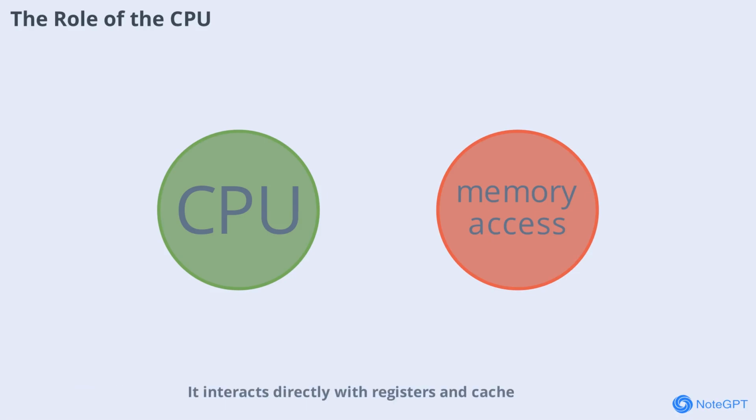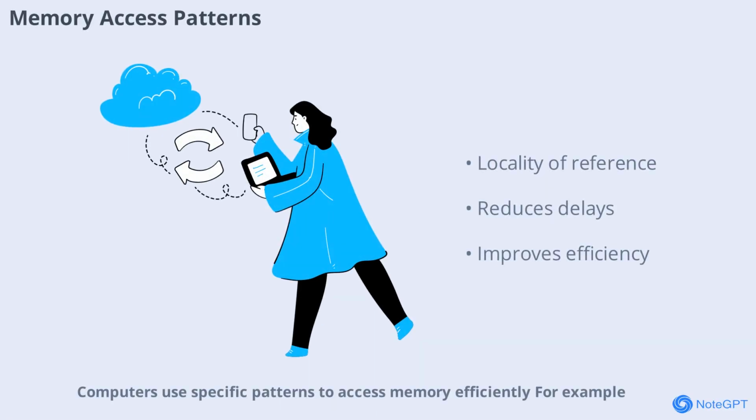The CPU, or Central Processing Unit, is at the heart of the memory hierarchy. It interacts directly with registers and cache, fetching instructions and data at incredible speeds. When the CPU needs information that isn't in the cache or registers, it reaches out to RAM or even secondary storage. The efficiency of this process depends on how well the memory hierarchy is managed, impacting everything from application speed to overall system responsiveness. Computers use specific patterns to access memory efficiently.